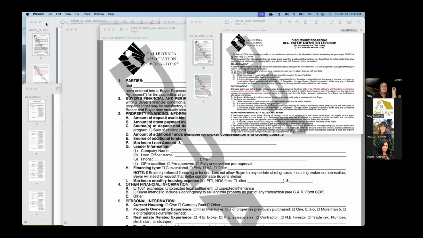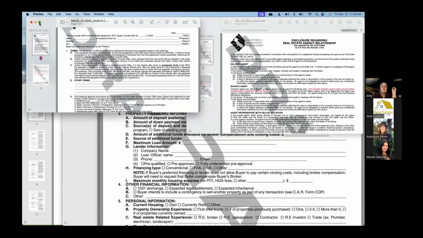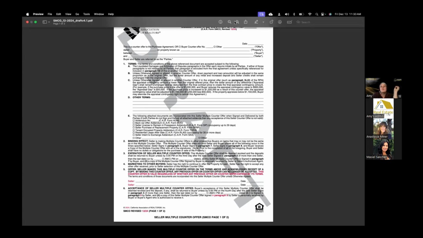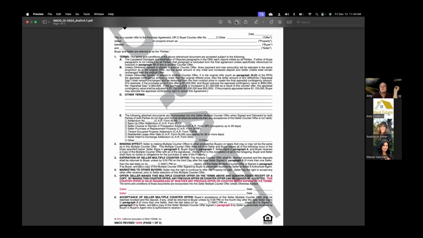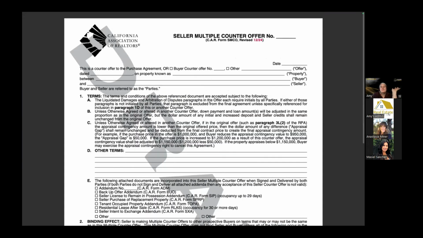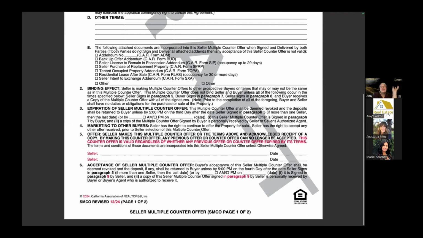We also have the seller multiple counter offer, right? So we've got the counter offer for individual offers, where we're just making one counter offer. And if we received multiple offers, then we can do a seller multiple counter offer to several people. We've got the same provision here that the counter is valid regardless of whether any previous offer or counter offer expired by its terms.